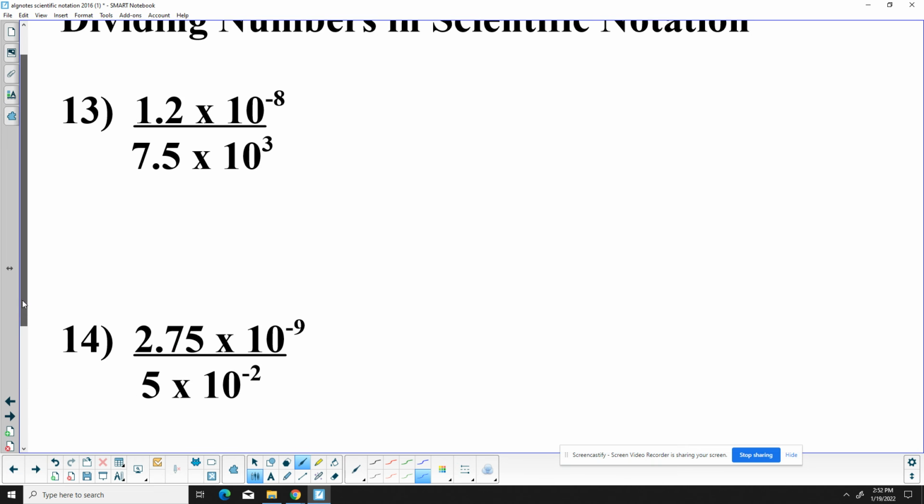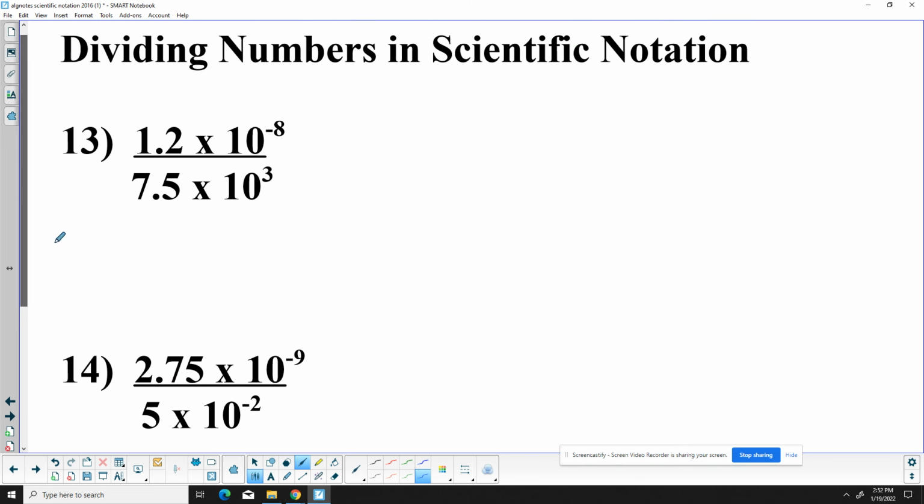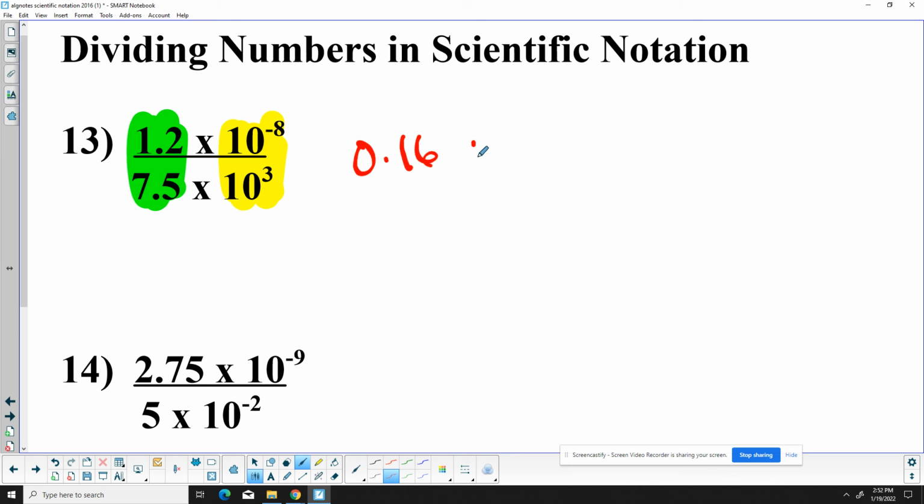All right, and then the last skill we have here is dividing numbers in scientific notation. So we do this very much like the multiply, except we use our divide rules rather than our multiply rules. So we're going to divide 1.2 divided by 7.5. Notice I put that top number in first, and that gave me 0.16. Copy the base. Now, normally I would go down to the bottom and do them down here because there's more down here. But in scientific notation, I have to stay on the top.